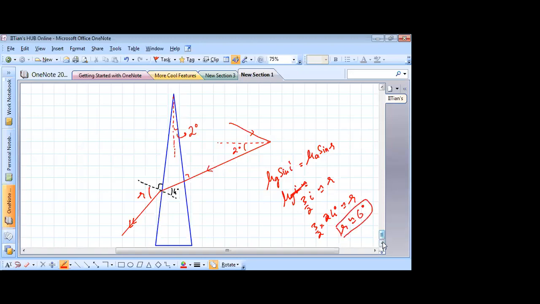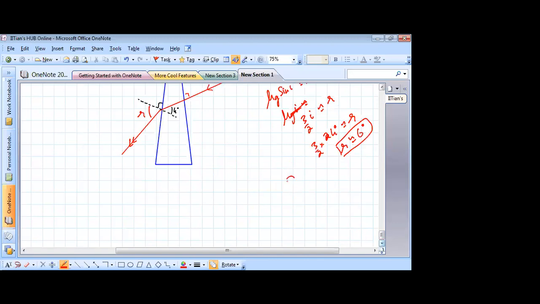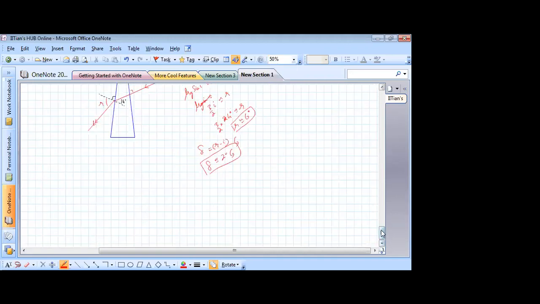So if R is approximately 6 degrees, then deviation is R minus I anti-clockwise. So it is approximately 2 degrees anti-clockwise. So this is the deviation because of the secondary function. So guys, hope this is clear. Ganesh, is making sense now?